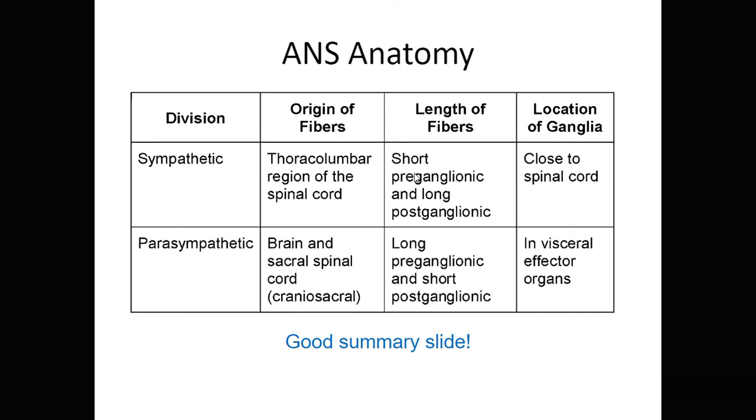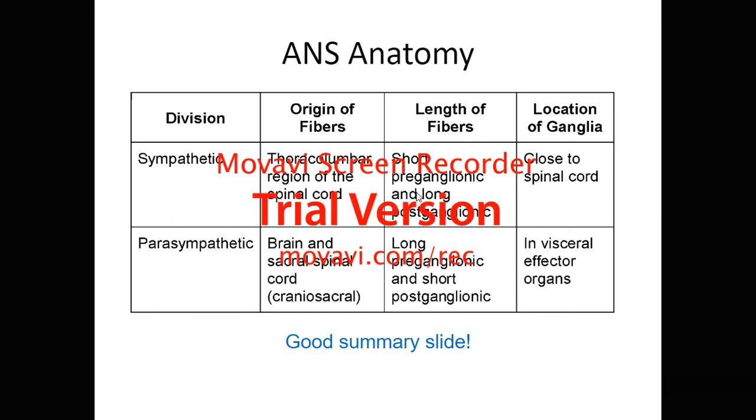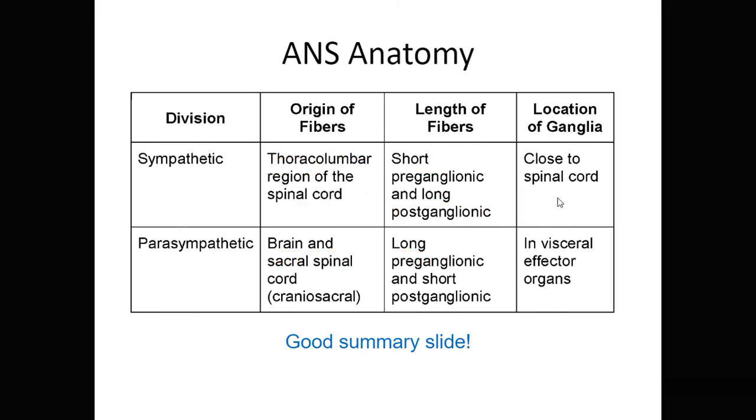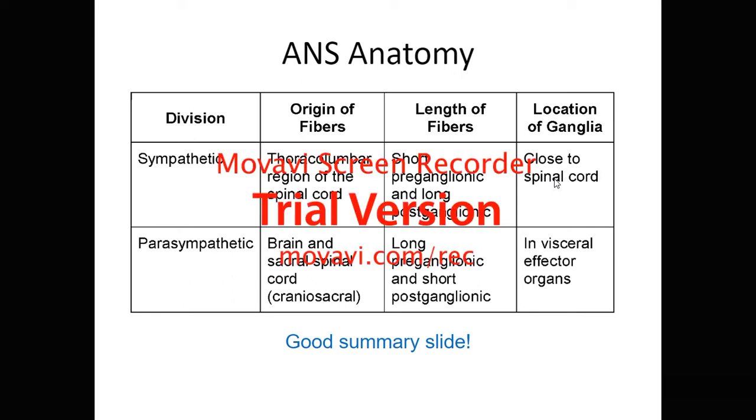And the sympathetic is the reverse: short preganglionic and long postganglionic fibers. And then the location of the ganglia, which is a collection of nerve cell bodies, for the parasympathetic is in the visceral effector organs, and for the sympathetic it is close to the spinal cord. And this is a good summary slide.